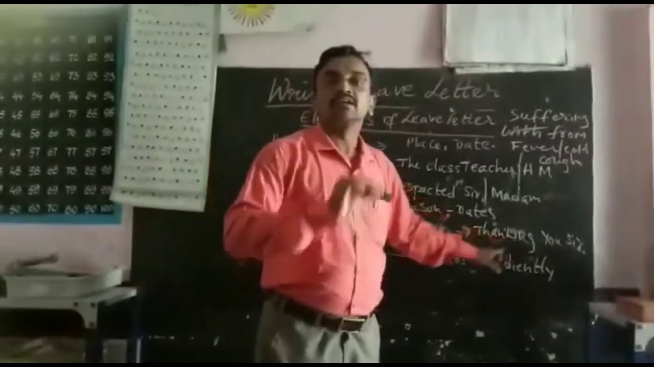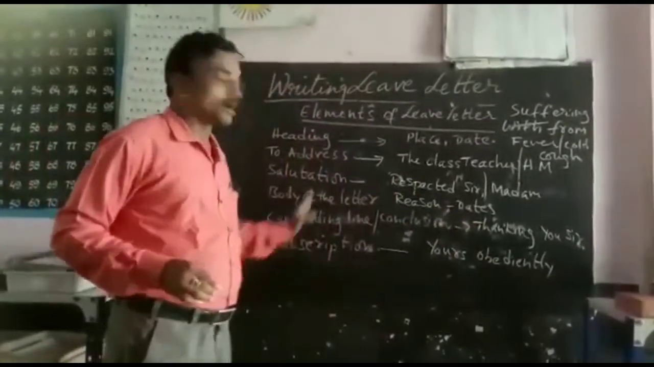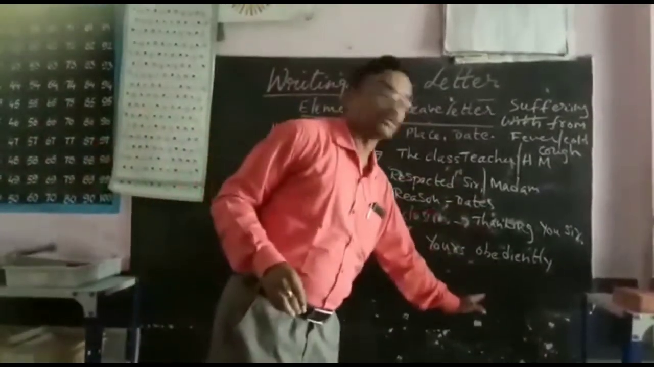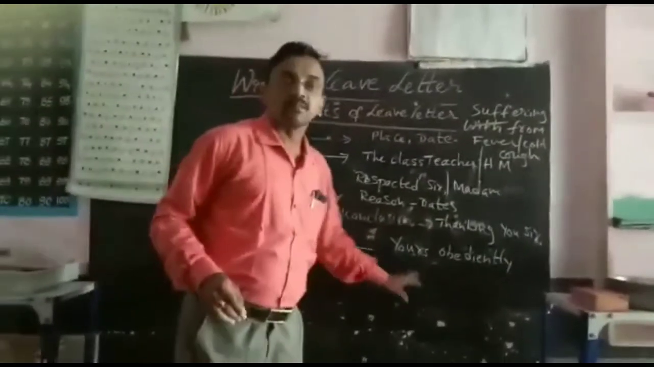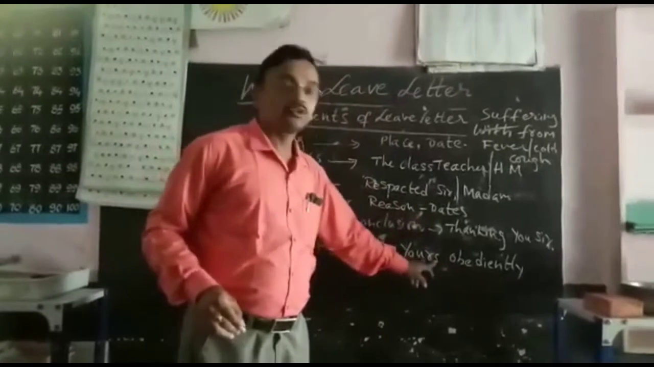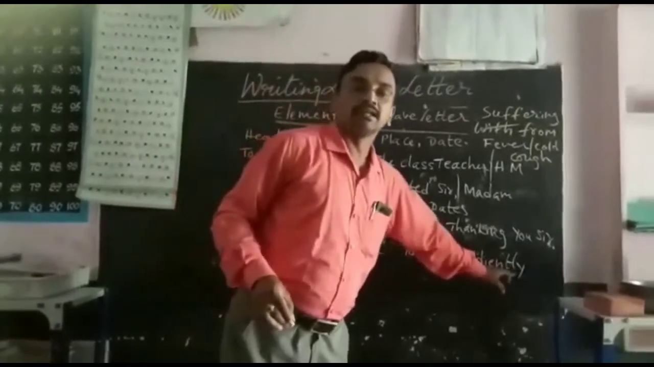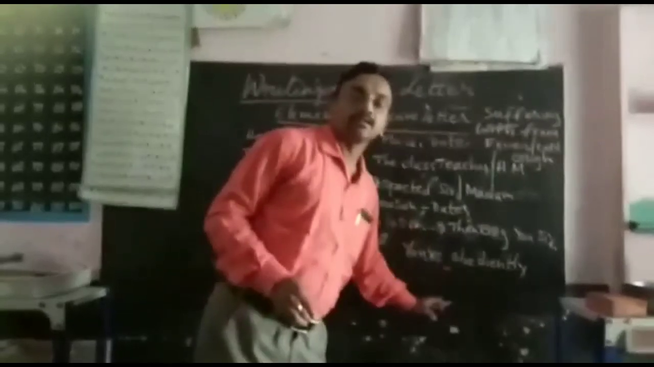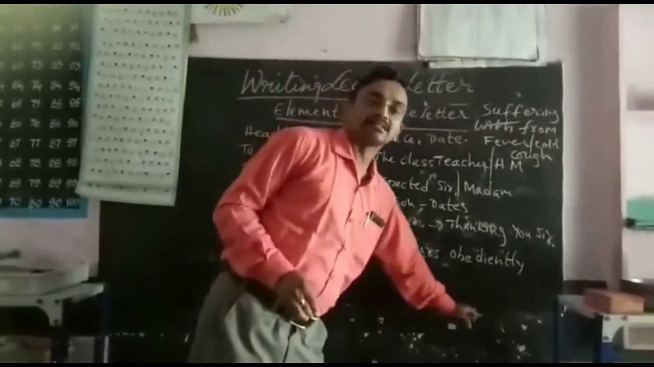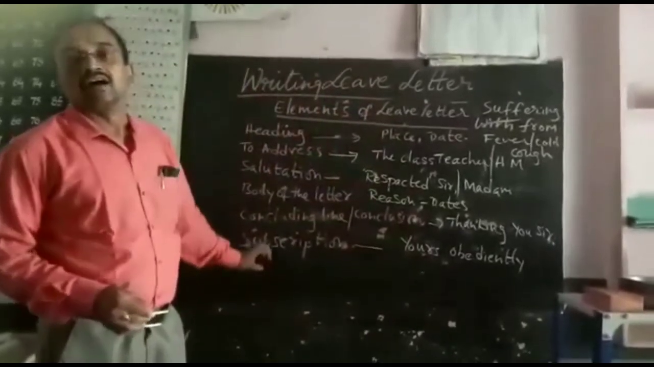Just write "Thanking you, sir" or "Thanking you, madam," followed by a comma. Now coming to the right side, it is called subscription, which is nothing but "Yours obediently." Y should be capital and there should be no apostrophe before the S. "Yours obediently." Mention your name, roll number and class. These are the elements of writing a leave letter. Thank you.